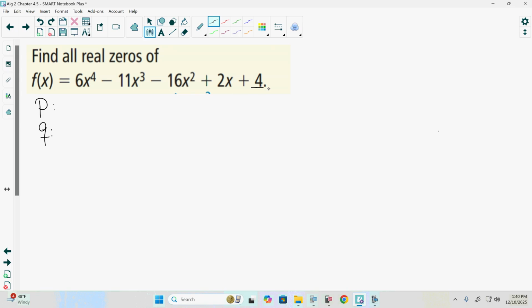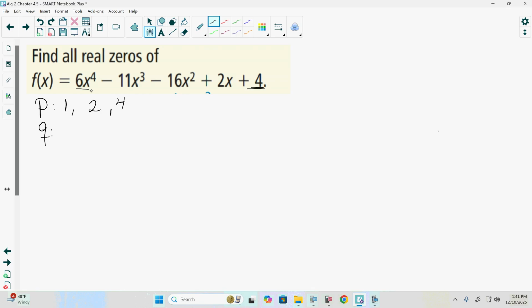Now, P is the factors of the constant term, and Q is the factors of the leading coefficient. So our constant term, in this case, is 4. So the factors of 4, the numbers that multiply together to get 4, well, we have 1 and 4 or 2 and 2. Now, even though 2 is a factor twice, we're only going to write it once. Because any repeated factors, we don't list multiple times. We're just going to list it one time.